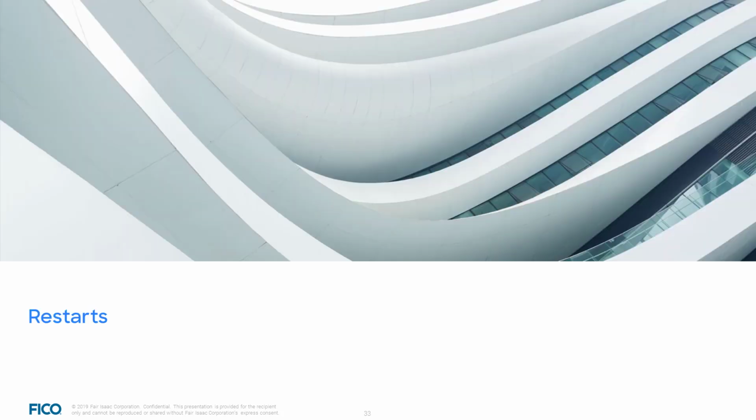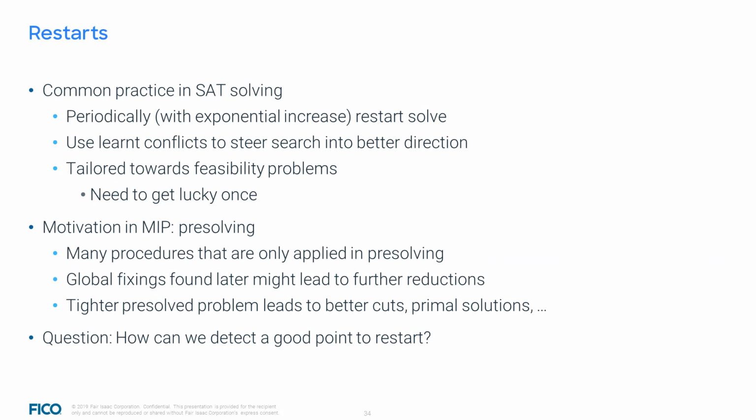Restarts are another example of a strategy that MIP solvers took over from SAT solvers. Restarting a solver consists in stopping the search process after a certain time, and then starting everything again from scratch. It's a very common practice in SAT solving and is becoming more and more common in MIP solving. The main motivation in the MIP case is that after a restart, more presolving operations can be applied. This will hold when during the search some of the variables could be globally fixed. This could, for example, be due to strong branching or reduced cost fixing.